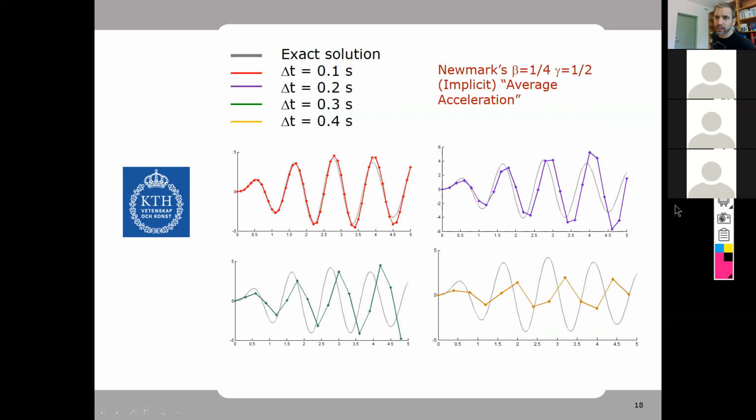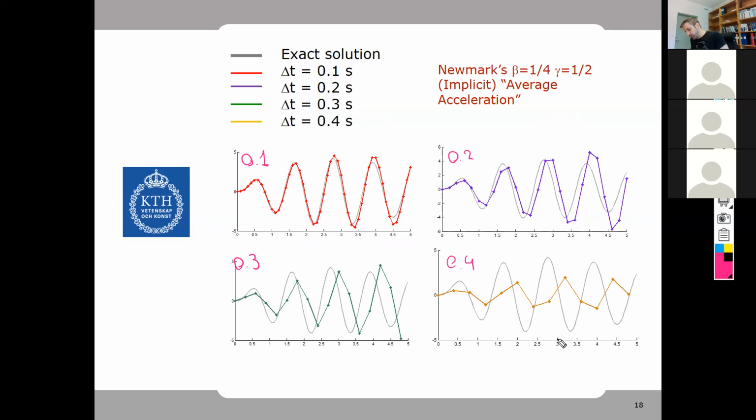And now here are the results from Newmark's method. Again, we have the accurate solution with delta t of 0.1. We have a slightly more inaccurate solution with a delta t of 0.2. We have 0.3, which is more accurate than in the previous method with 0.3, but then we have 0.4, which is completely wrong.